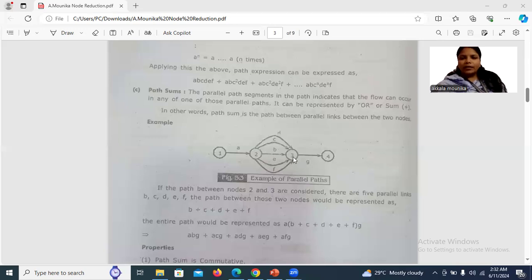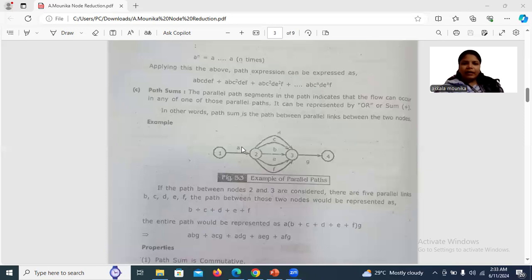Next, from the third node to the fourth node, the G link is going. If the path between nodes 2 and 3 is considered, there are 5 parallel links: C, D, E, F, like this, total 5 are there, as we have seen earlier. The path between those two nodes would be represented as addition, that means A plus B plus C plus D plus E plus F. The entire path would be represented as A of B plus C plus D plus E plus F into G.